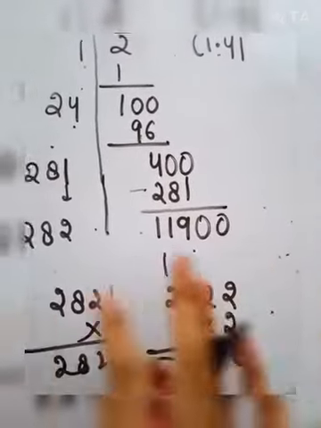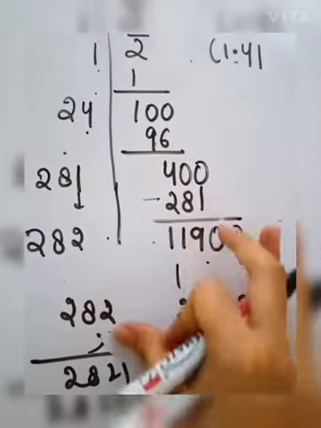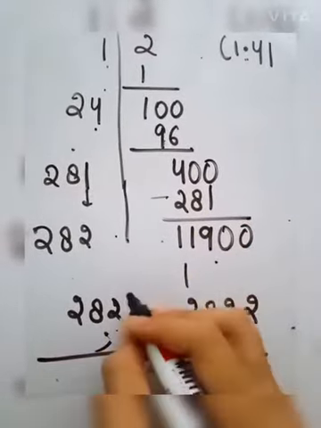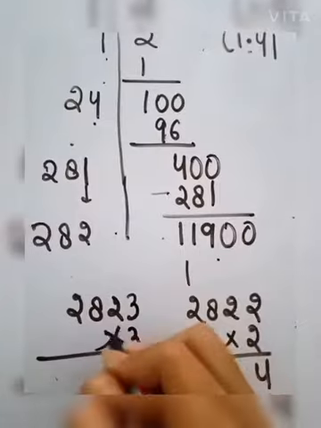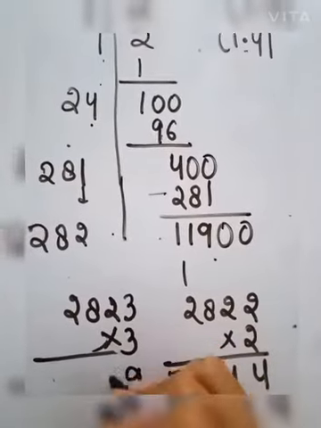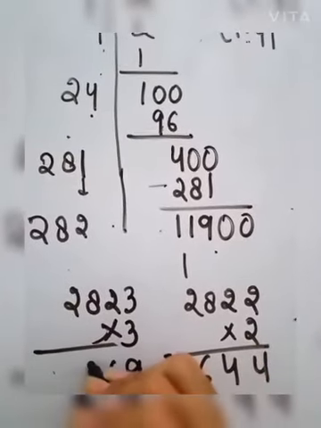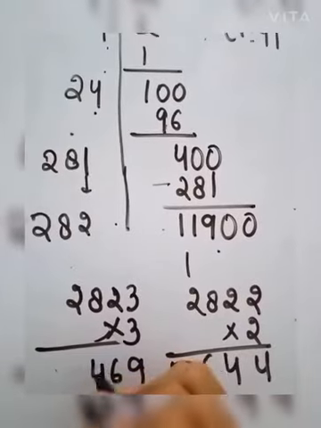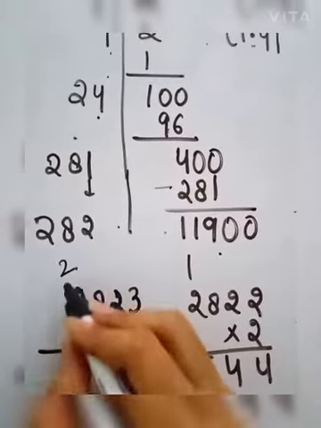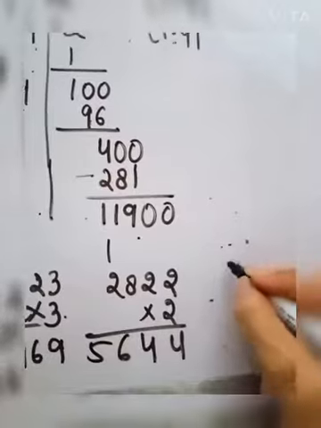It is still smaller. Let's find another number. 3. 3 3s are 9, 3 2s are 6, 3 8s are 24, 3 2s are 6, 7, 8. It's still smaller. Try 4.